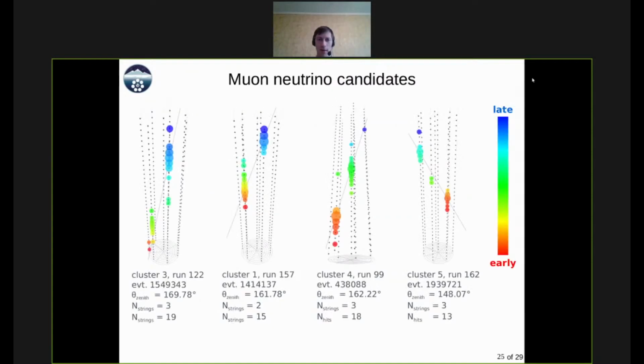Here are some candidate events from this analysis. Typically, you have two strings on the cluster here. These are actually four separate events, each seen on its own cluster, and this is how they look. You can see the color shows the time, from red to blue is from early to late. You can see that these events come from below.